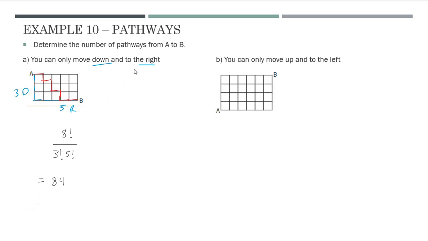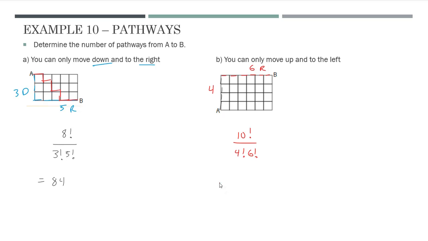Now B is very similar, but this time we can only move up and to the left. So again, we're going to count how many pathways it would take to possibly get here. So 1, 2, 3, 4 up, and then 1, 2, 3, 4, 5, 6 to the right. Okay, so then we have our 10 possibilities, but we're going to have some repetitions. That's going to come from how many are up and how many are to the right. So we get 4 factorial up and then 6 factorial to the right.